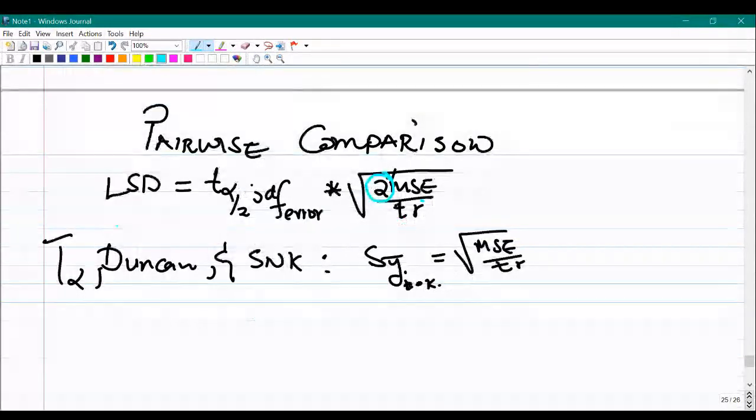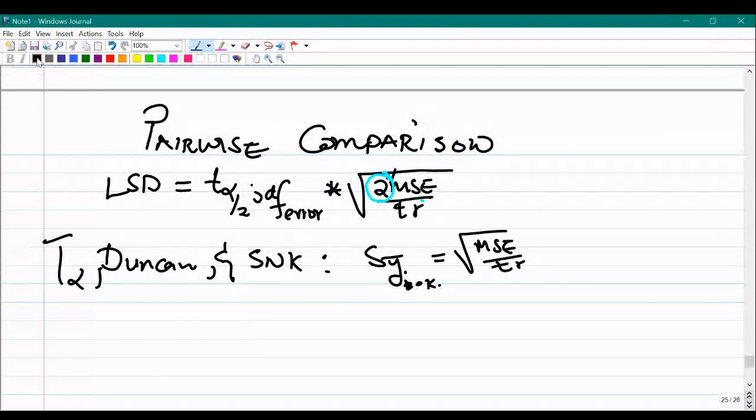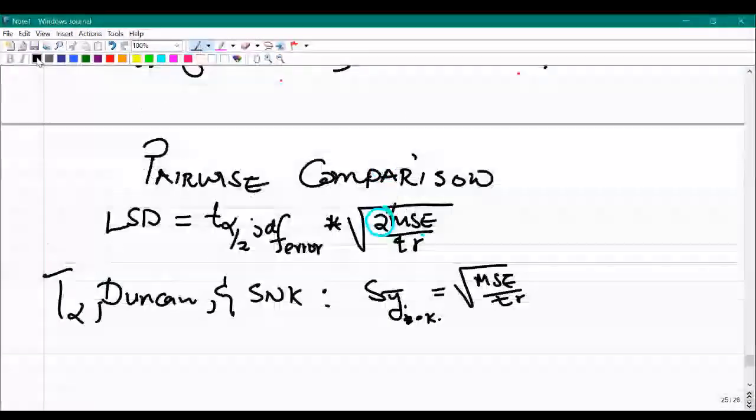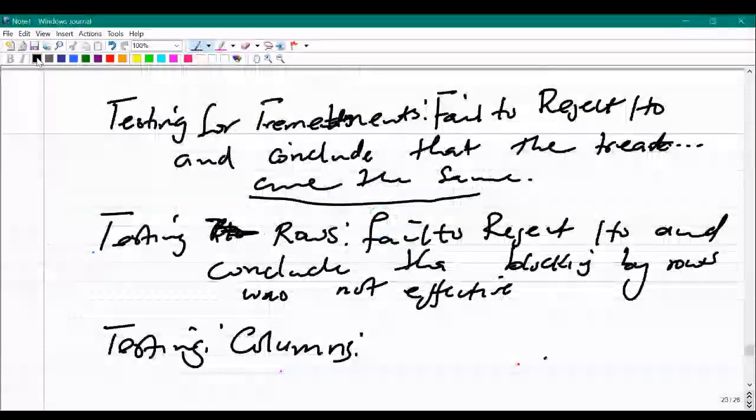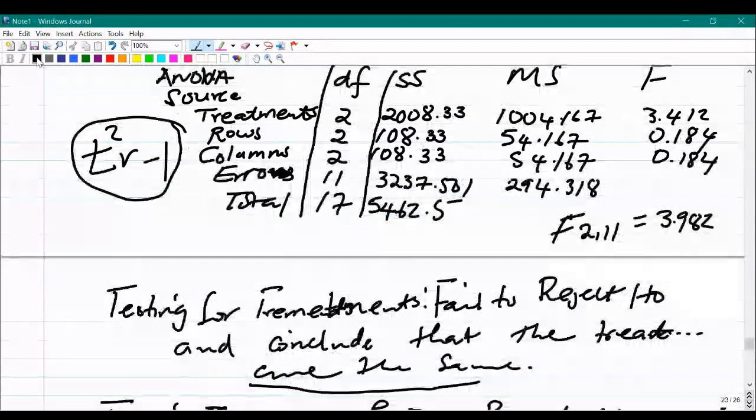So that's a short note. If you have this information, you cannot fail to find the pairwise confidence intervals for these designs. Remember, based on our findings here, there is no need to perform pairwise comparison, because we failed to reject for the treatment. But regardless, let's do it for practice.